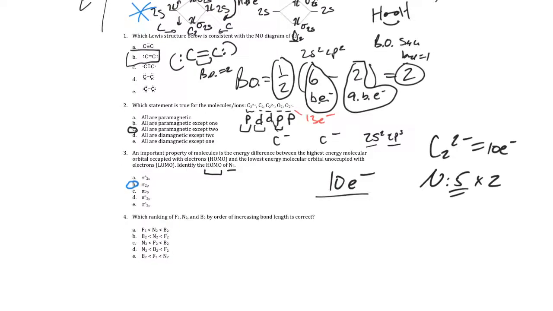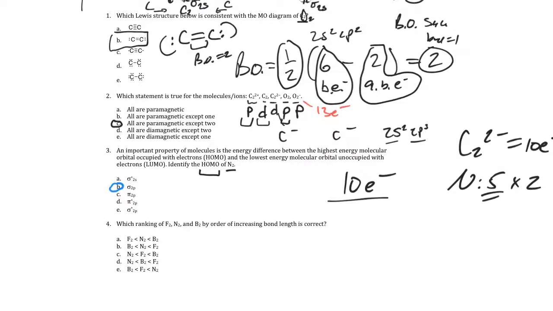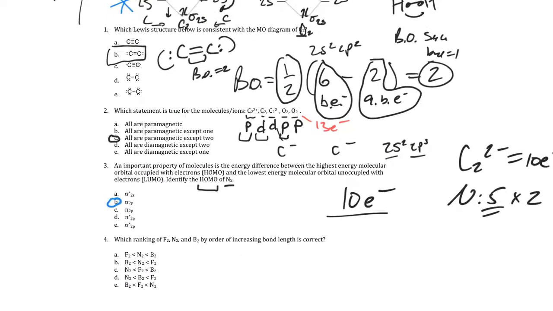So sigma 2p is the highest occupied molecular orbital for N2. Then we can also rank bond lengths with an MO diagram. Like for F2, if we throw in all the electrons for F2, that would be 14 electrons. So we need to add 1 more electron, spin paired.